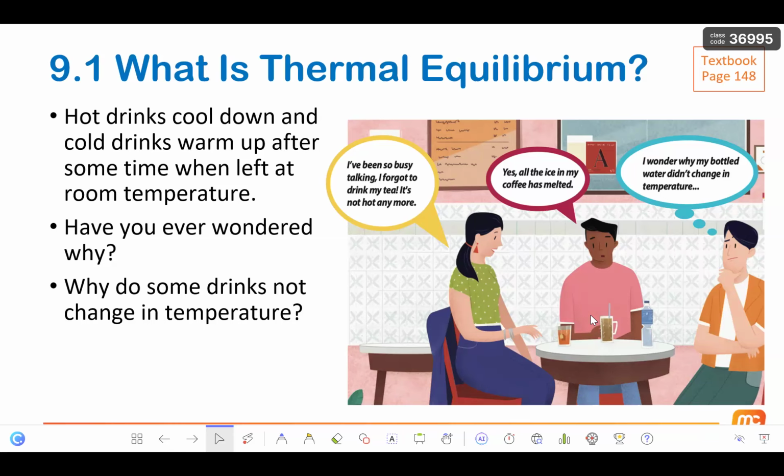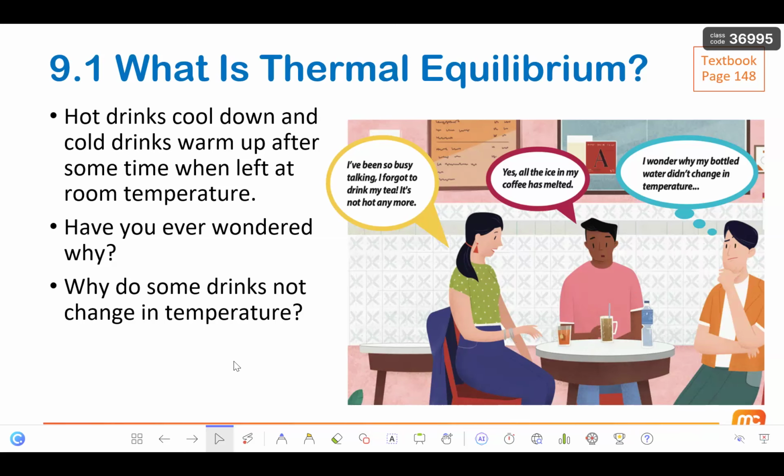Okay, my coffee is no longer that cold, it has become hotter. So one of them is the tea becomes cooler, one of them is the coffee becomes hotter. Okay, and then the other guy starts to think, but why is there no change to my bottled water? So what is exactly happening? Why is there cooling down, heating up, and no change, all happening at the same time?